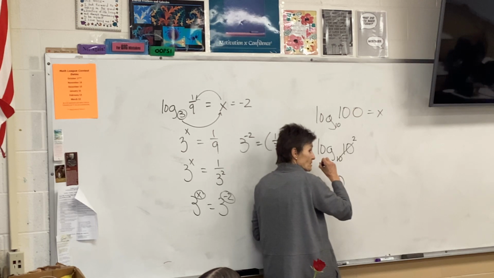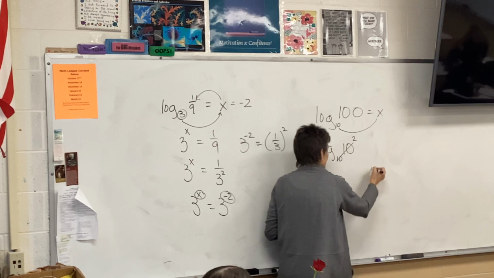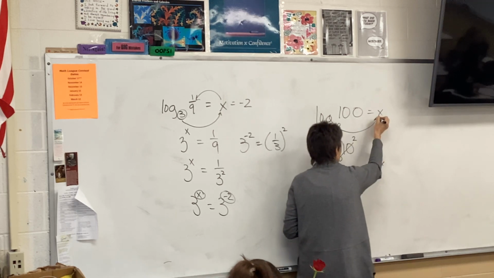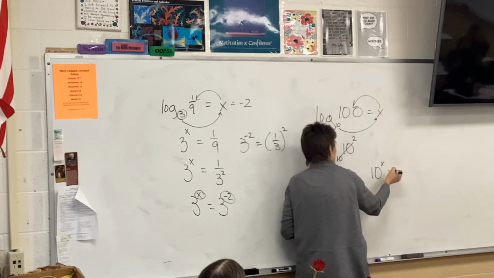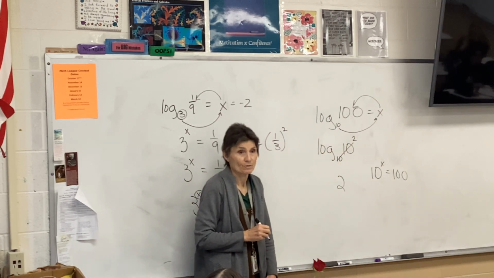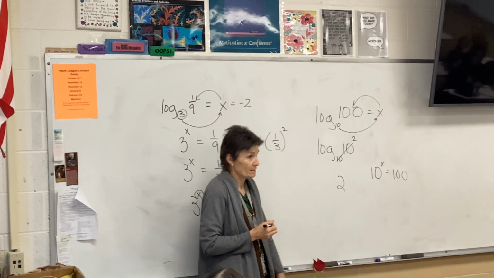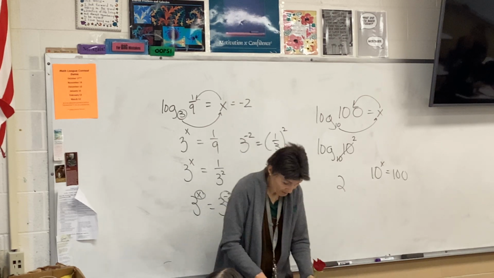Now, what if we decided to log roll this? Would we get the same answer? Yes, because if we log rolled it, we'd say 10 to the x equals 100. Well, 10 to what power is 100? 2. So the answer is 2 no matter how you do it. You just have a couple of options.